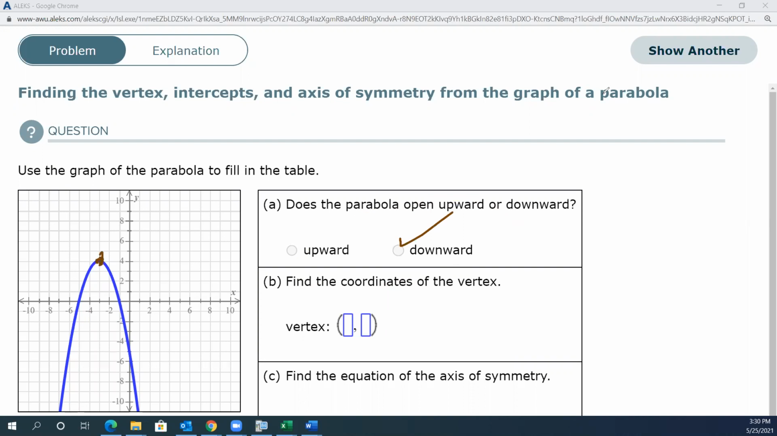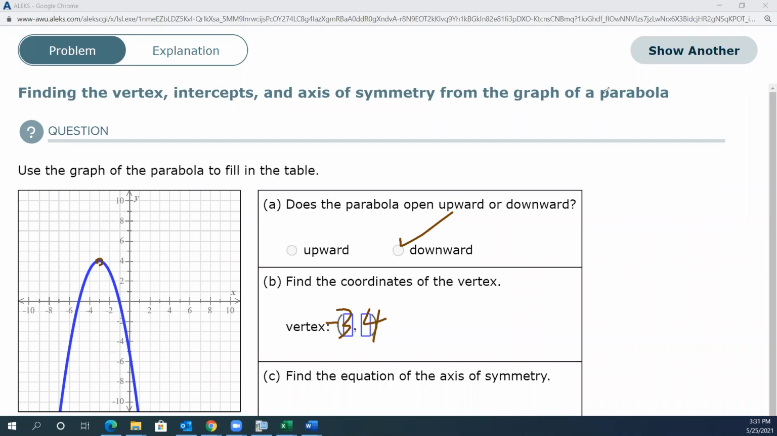Looks like it's at -3 to the left and then up 4. Not the other way around, not 4, -3 or anything else. You always do the x coordinate first. So that's going to be the vertex. Okay.